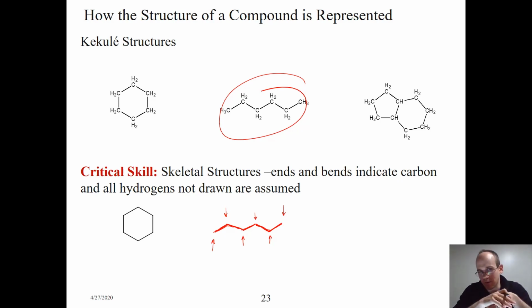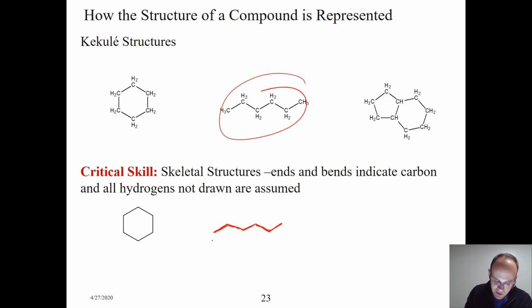And here's the reason for that. Carbon usually has 4 bonds. Anytime it doesn't, that will be denoted in the structure in some way or another. But carbon usually has 4 bonds. And if you see an end or a bend with less than 4 bonds to it, everything else is hydrogen, up to 4 bonds. So for the reasons we talked about on the previous slide, carbon always has 4 bonds.